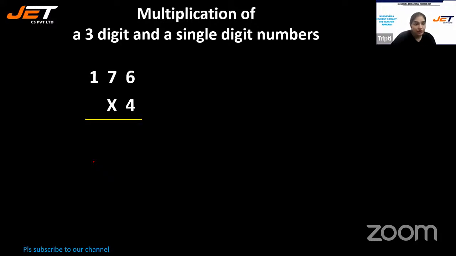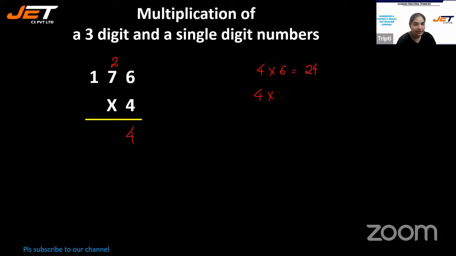Now let's see multiplication of a 3-digit and a single-digit number. 3 digits with 1 digit. So how we are supposed to do it is, again, a very easy thing. Just like you are doing for 2, you have to do for 3. 4 times 6 is 24. Wait, I'll show it to you here. 4 times 6 is 24. I can't write 24 here. So 2 here, 4 here.